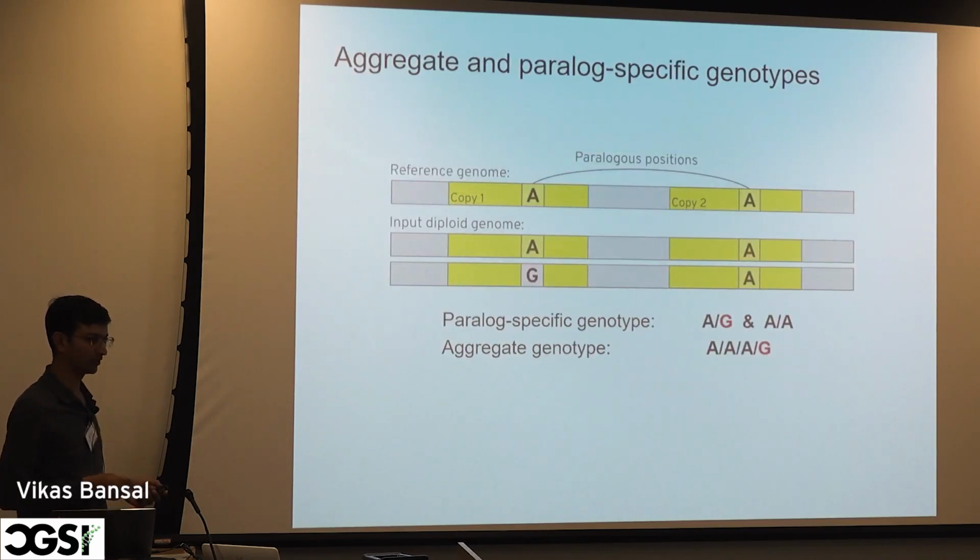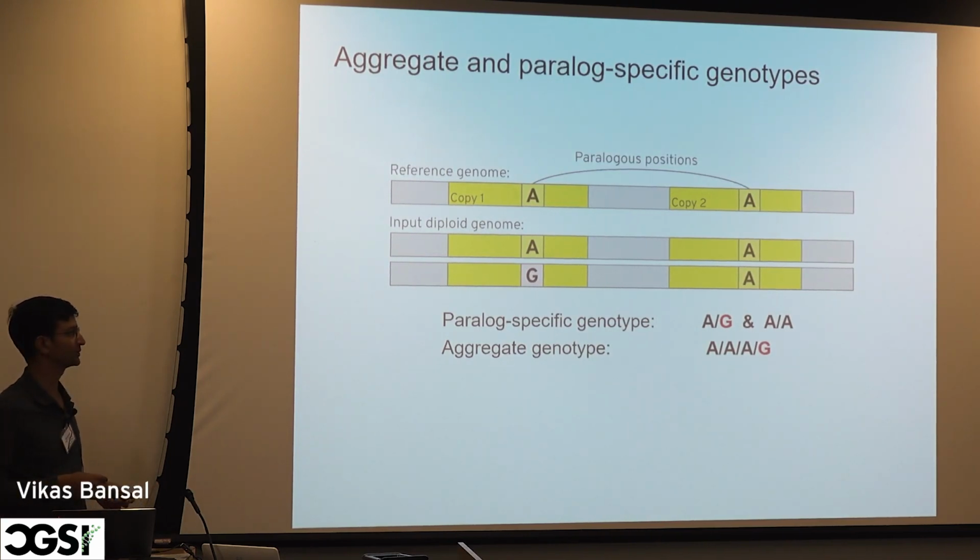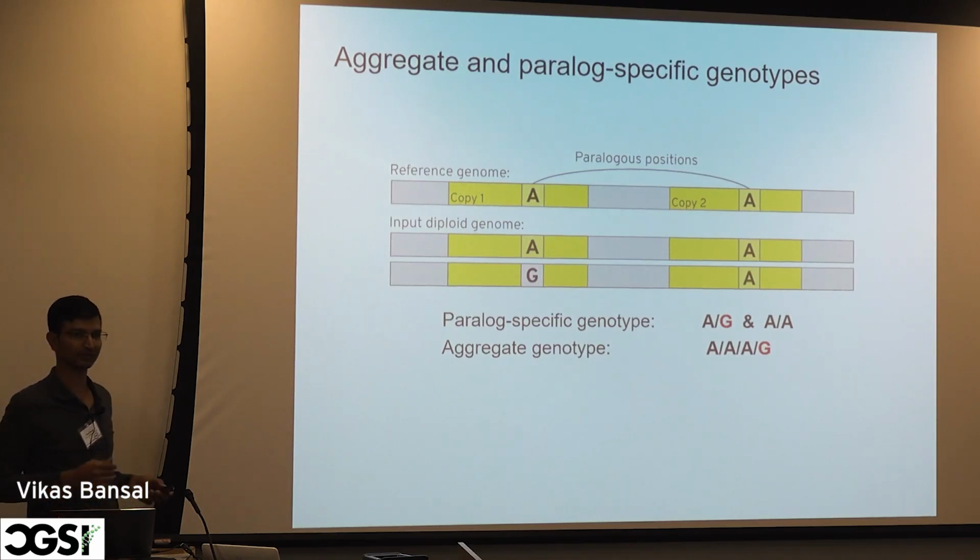To give you a little more detail, what are aggregate and paralog specific genotypes? Going back to our example, you have 2 copies of the same sequence with high sequence similarity. These are 2 paralogous positions between the repeat copies. Now, if an input genome has A and G on the 2 chromosomes in copy 1 and A, A in copy 2, then the paralog specific genotype is A/G for copy 1 and A/A for copy 2, whereas the aggregate genotype is just the concatenation of these two genotypes. I hope that's clear to everyone.